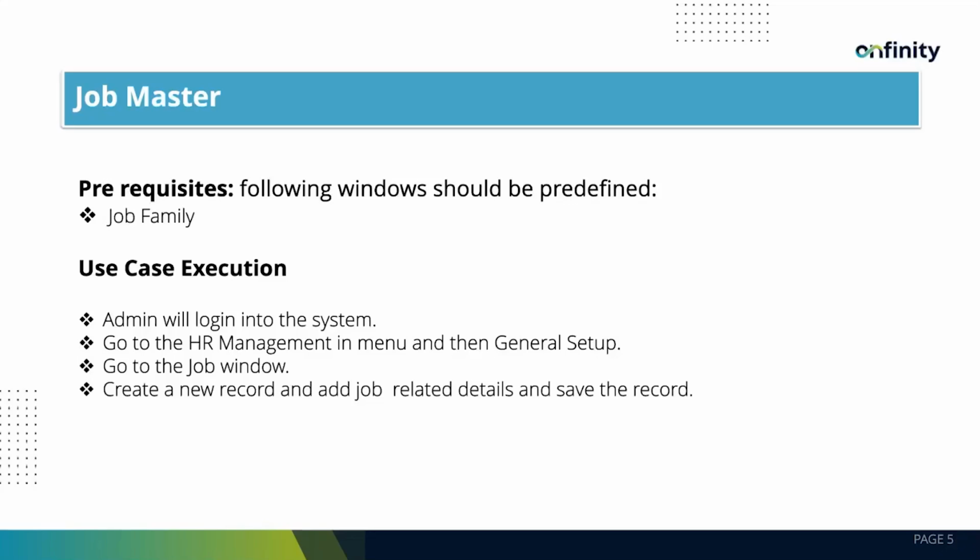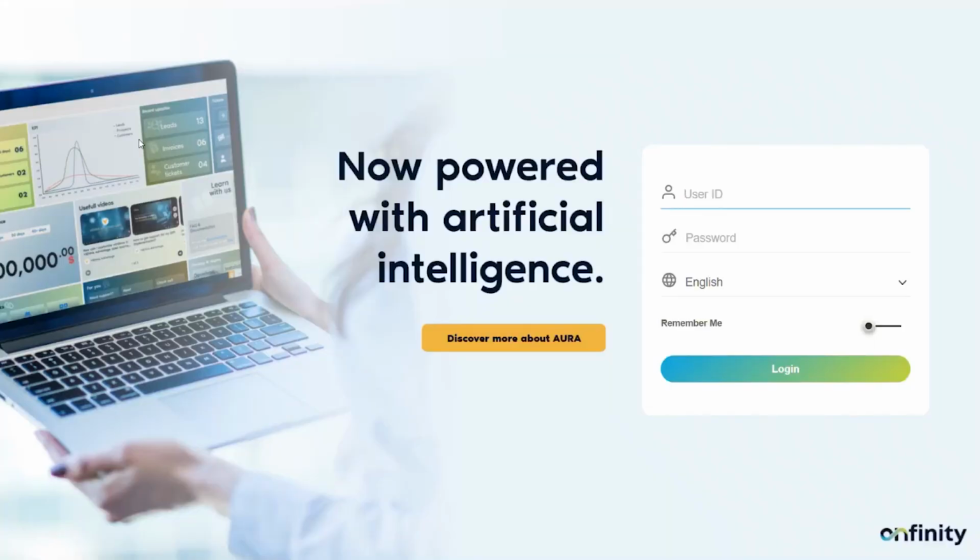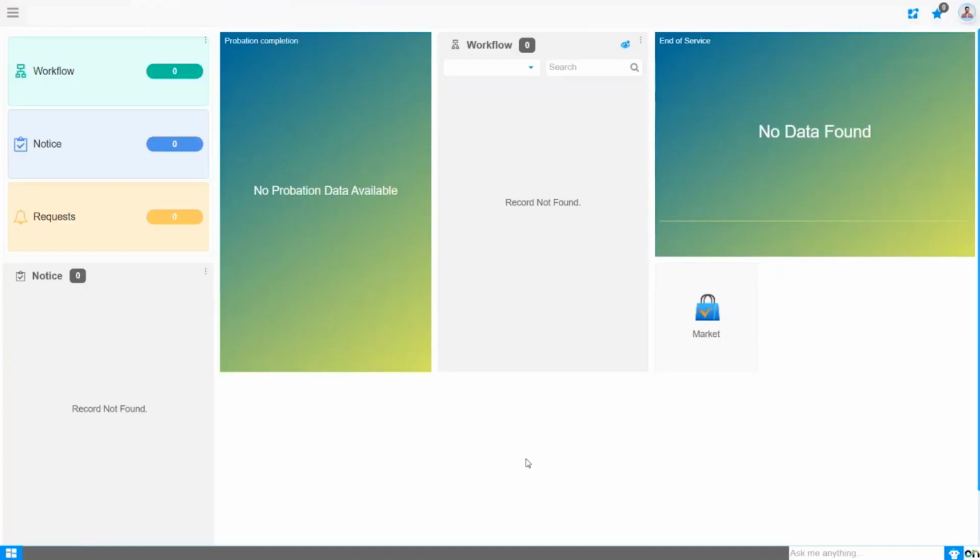We will now go through the steps of configuring a job master within the Onfinity system. To begin, navigate to the login screen. You can enter your user ID and password to access the system. Upon a successful login, you will land on the home page, which contains various widgets. The widget data will populate once transactional data is available.